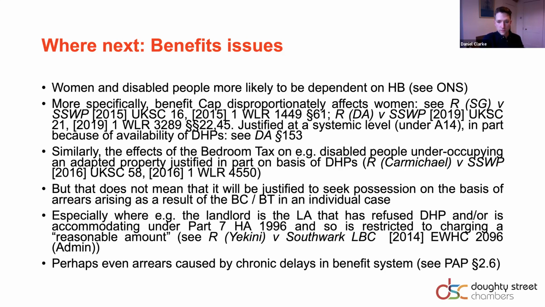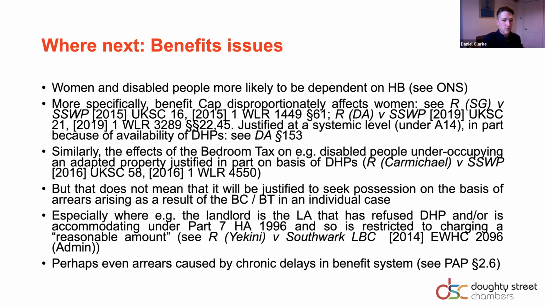So, for example, if you have an individual female tenant who is affected by the benefit cap, and of course as a woman is disproportionately likely to be affected by the benefit cap, and that leads to rent arrears, and then the landlord seeks possession, then on the face of it, if the landlord's practice is to seek possession regardless of the fact that arrears are caused by the benefit cap, then there's arguably a prima facie indirect sex discrimination, which the landlord then has to justify. And of course, it may be open to the landlord to justify that in the circumstances, and it may not.